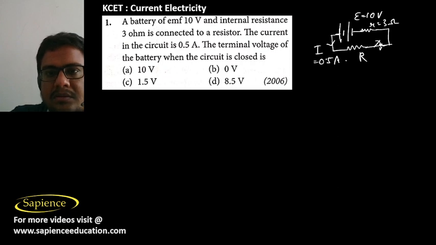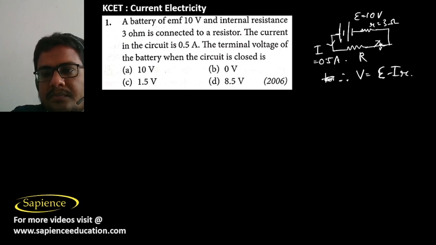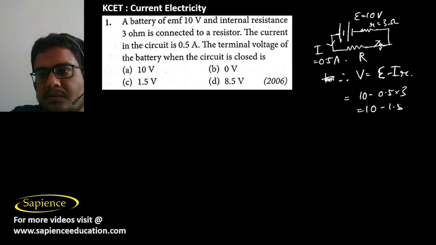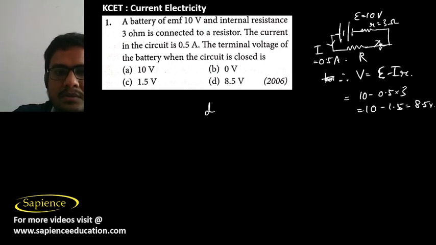When the cell is under working condition, the terminal voltage V will be equal to E minus Ir. This will be 10 minus 0.5 into 3, which is 10 minus 1.5, which is equal to 8.5 volt. Option D is the correct answer.